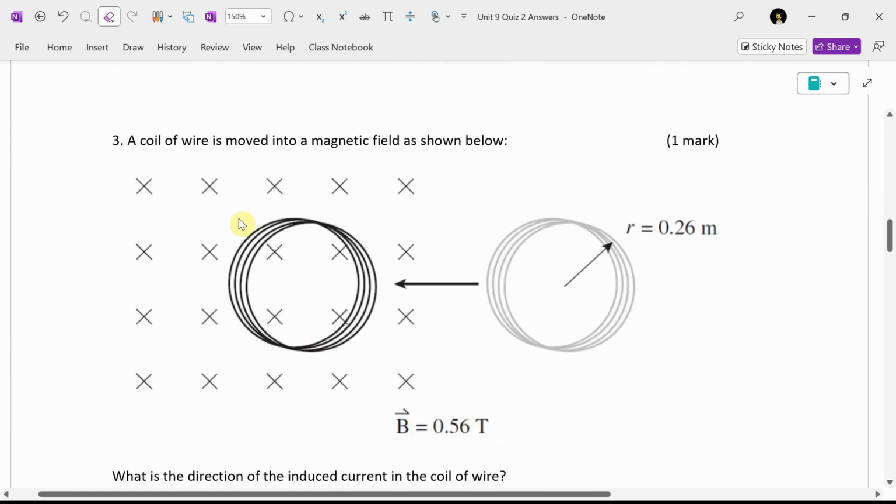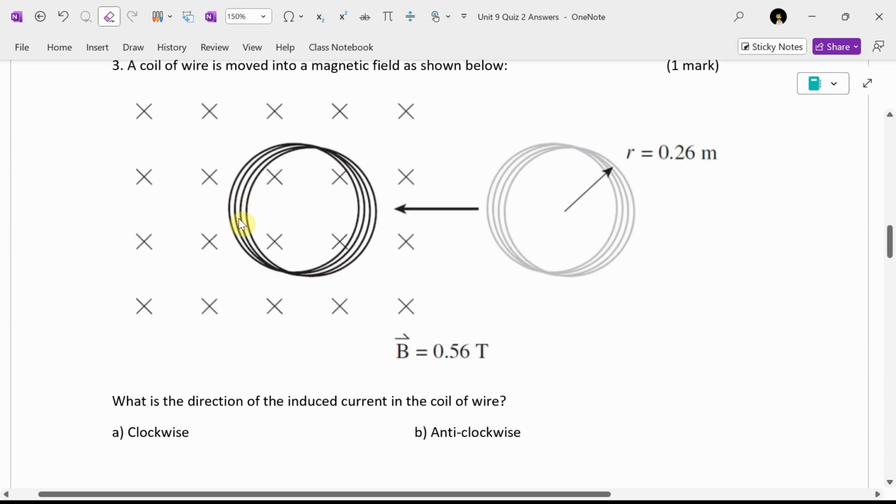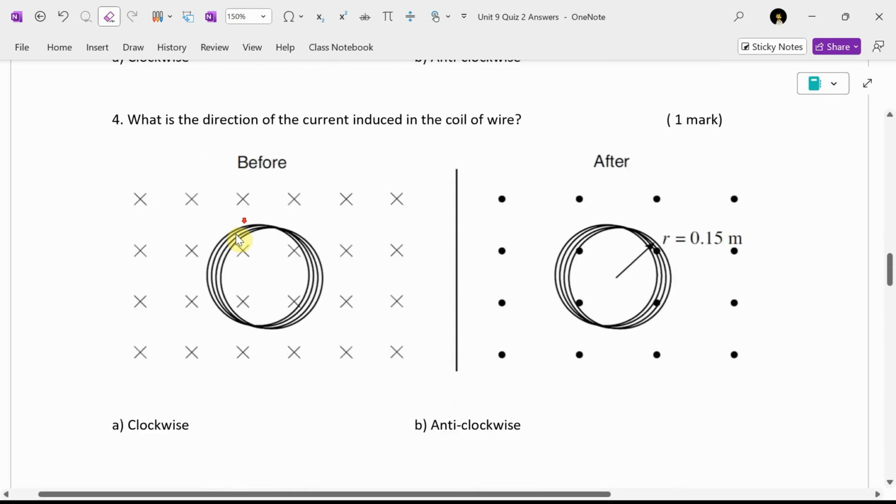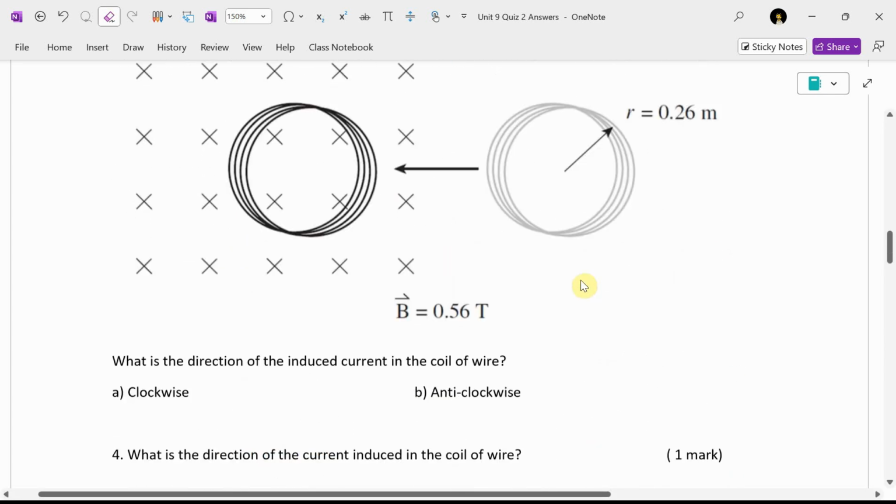A coil of wire is moved into a magnetic field as shown below. What's the direction? Evan, this is the one I've been talking to a number of you about. If it's a before and after diagram, it's a lot easier because I can just say, what's the after magnetic field? It will oppose it. Here, we're going from no magnetic field into a magnetic field, or like in the next question, oh, here's the before and after. This one will be easier.